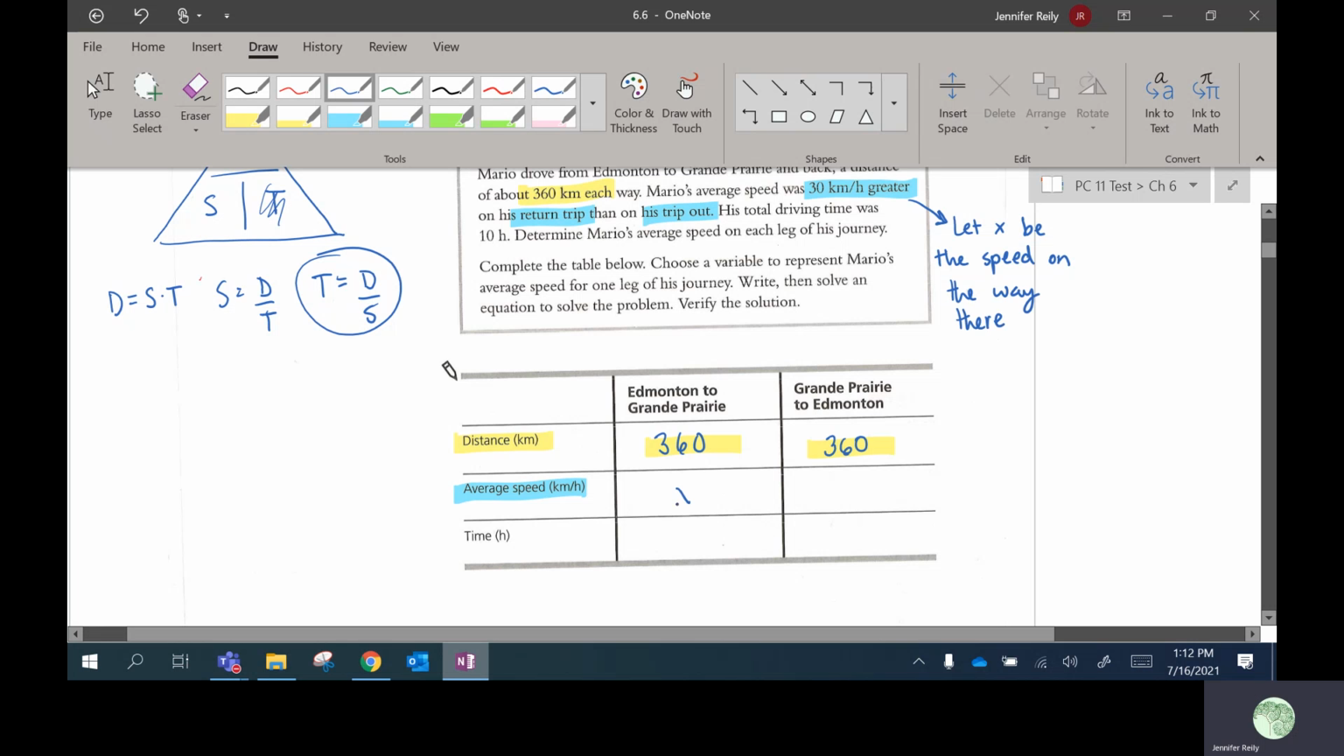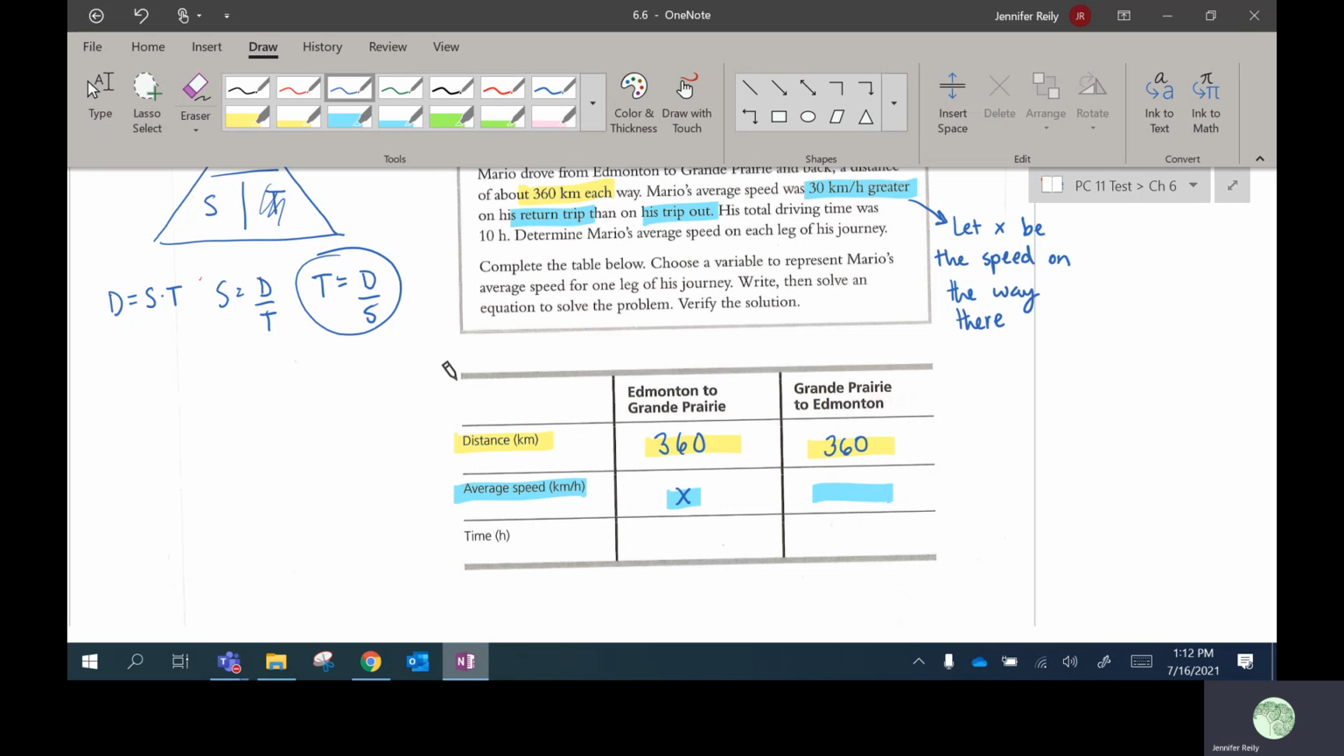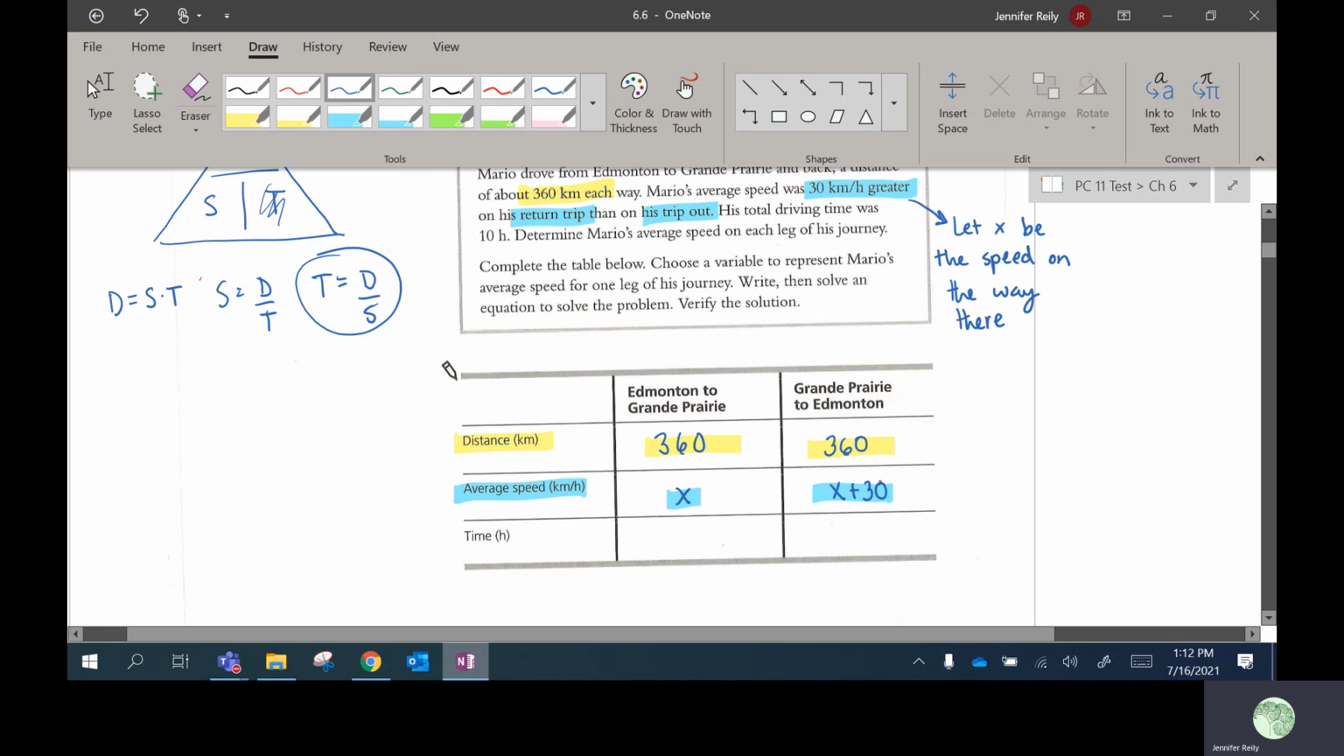So his speed on the way there is going to be x. We're not told what it is. I don't like to use the variable s for speed just because it looks like a 5. So I prefer using x. And then on the way back, we're told that it's going to be 30 kilometers per hour faster, so it'd be x plus 30. Okay, and then the time, let's see what they say. Total driving time was 10 hours. So when you add these two together, it's going to equal 10. But they don't tell you what the individual times are.